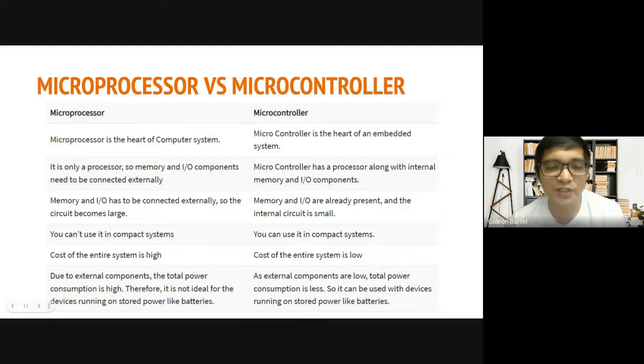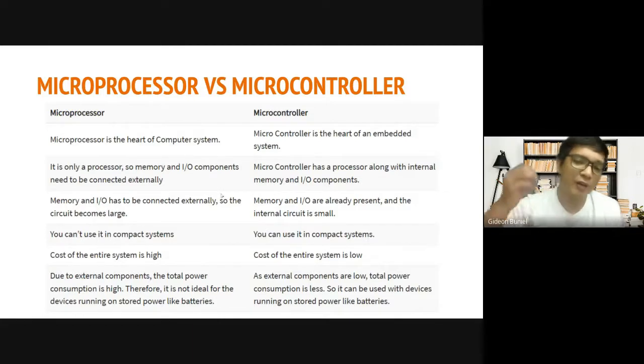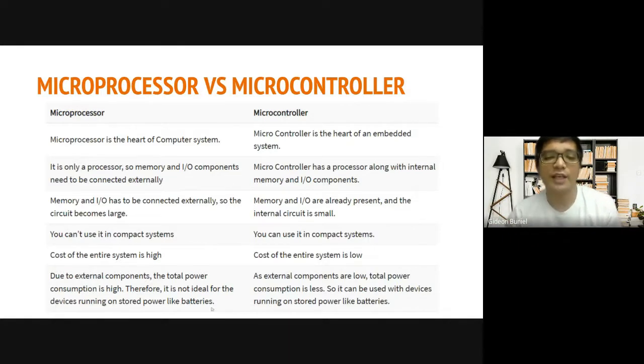For a microprocessor, the cost of the entire system is high, so it's expensive. We know that for a fact. For a microcontroller, the cost of the entire system is low. That's why I only need this one. Due to external components, the total power consumption of a microprocessor is high. Therefore, it is not ideal for devices running on stored power like batteries. As external components are few in a microcontroller, total power consumption is less. So this is an energy saver, and it can be used with devices running on stored power like batteries.